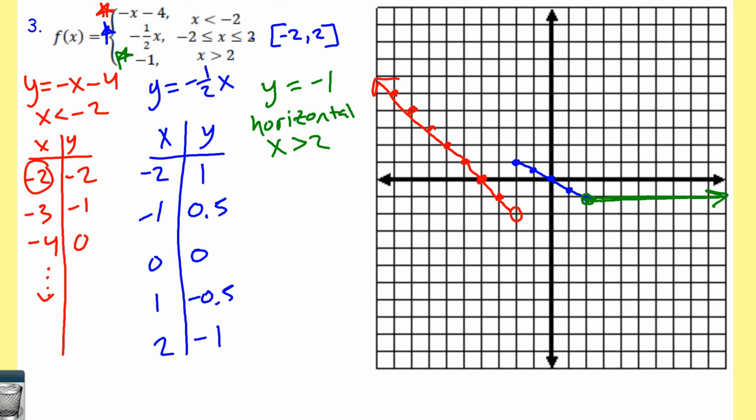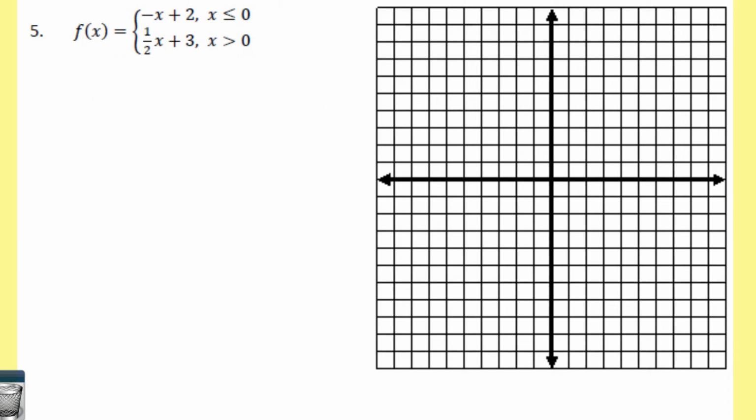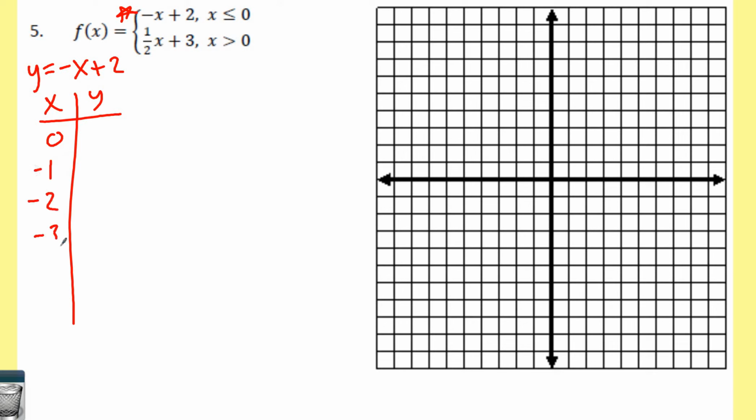All right, let's do number 4, but what I'm going to call number 5 for whatever reason. And I'm going to start with the first one. y equals negative x plus 2. We start at our table when x is less than or equal to 0. So it's going to be at 0, and everything smaller towards negative infinity. So when I plug in 0, I get 2, plug in negative 1, plug in negative 2, plug in negative 3. So you get to see a pattern pretty quickly, hopefully. And we can graph it.